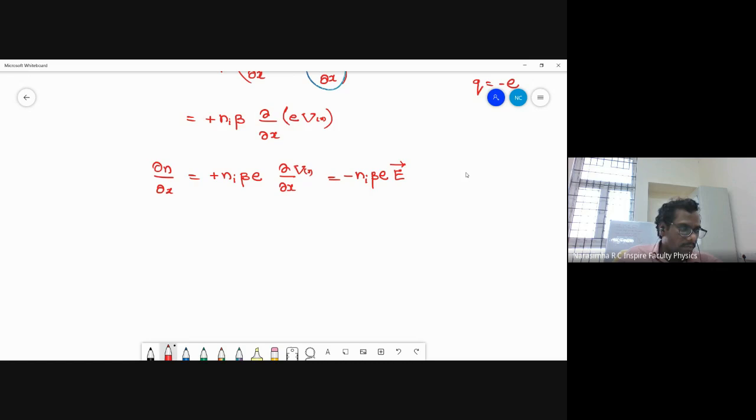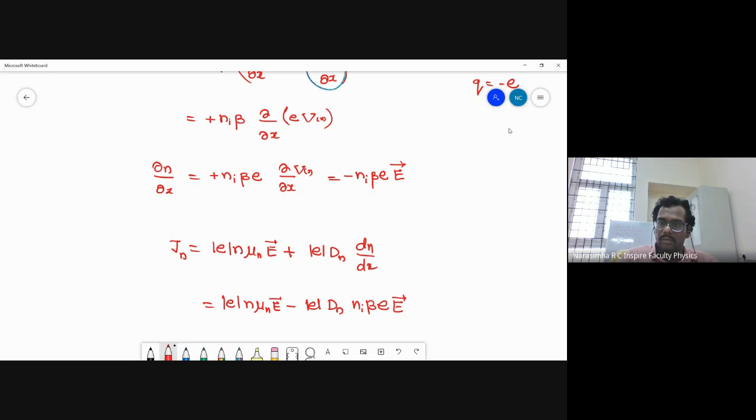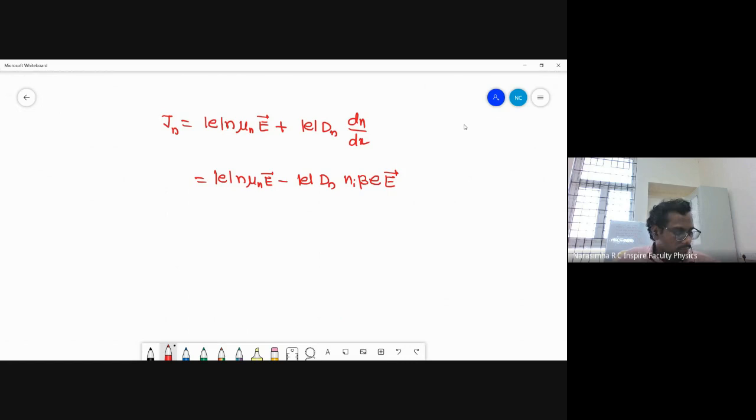So now I can write down the total current density due to the electrons as modulus e, density, mobility of an electron and electric field, plus charge of an electron, diffusion coefficient and dn/dx. Now I can substitute here. This is modulus e. What is dn/dx? Minus n_i beta e times the electric field. So basically this n_i is nothing but this n, because this is the concentration. So you can write n equal to n_i and I can remove this suffix i. That's just the density of an electron.